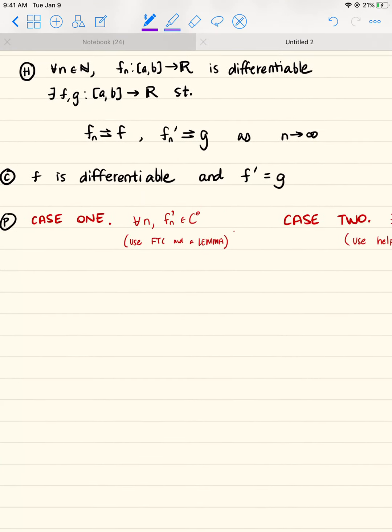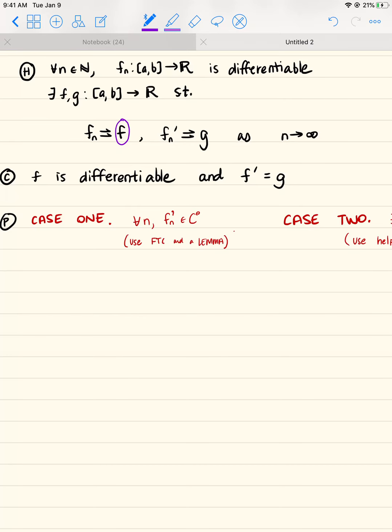So for our hypothesis, we say suppose we've got a sequence of differentiable functions and they are uniformly continuous. So the derivatives are uniformly continuous and the original functions are uniformly continuous. The claim is that that limit function f is actually differentiable and its derivative is what we want. Its derivative is the uniform limit of the derivatives.